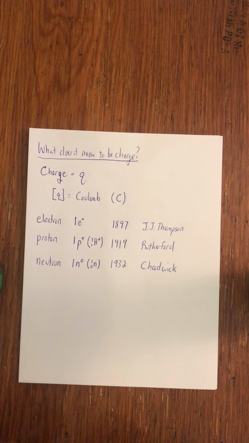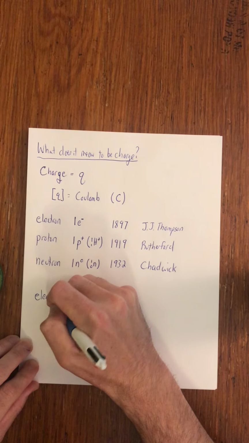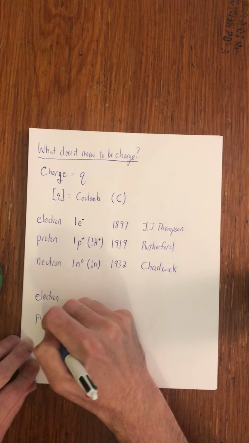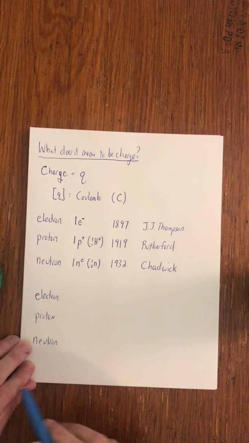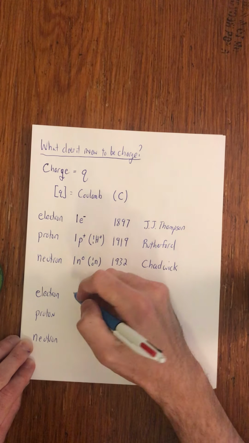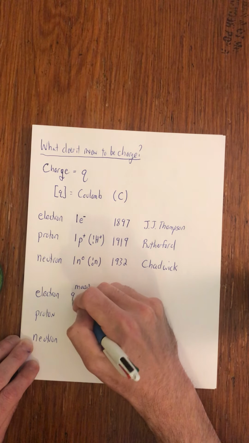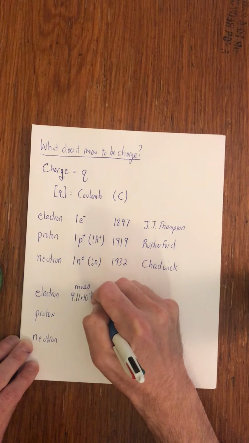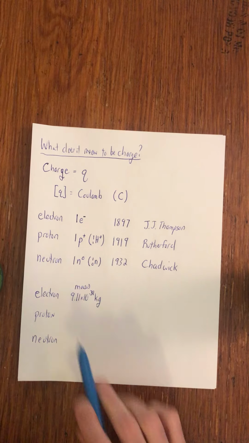Now, when we're talking about the properties of them or information about them, let's go down. An electron, again, a proton, and a neutron. Normally I would do this in one big table, but I don't want to squeeze. How about mass? The mass of an electron, it's really, really tiny. 9.11 times 10 to the negative 31st kilograms, right?